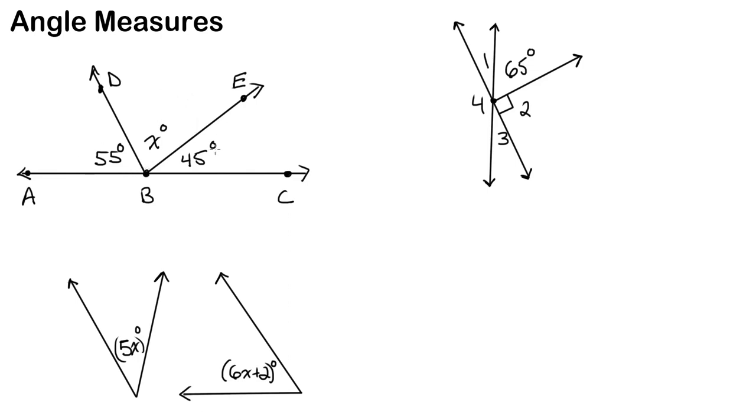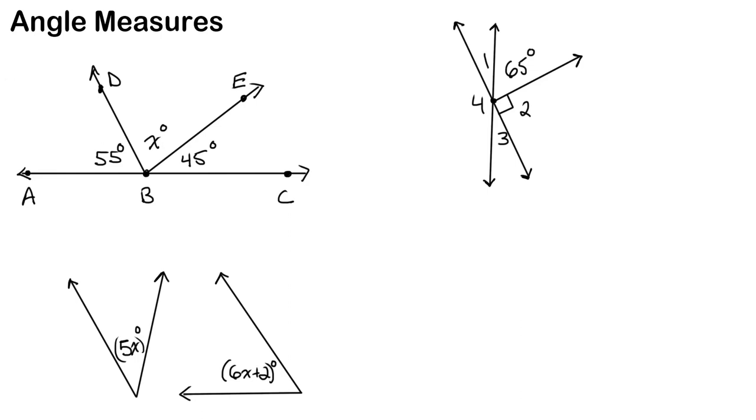Take a look at this first example here. We have angle ABD measures 55 degrees, angle EBC measures 45 degrees, but we do not know the measure of angle DBE. So what is X? Well, if we look carefully at these three angles, we see that these three angles together form a straight angle. So their sum must be 180.